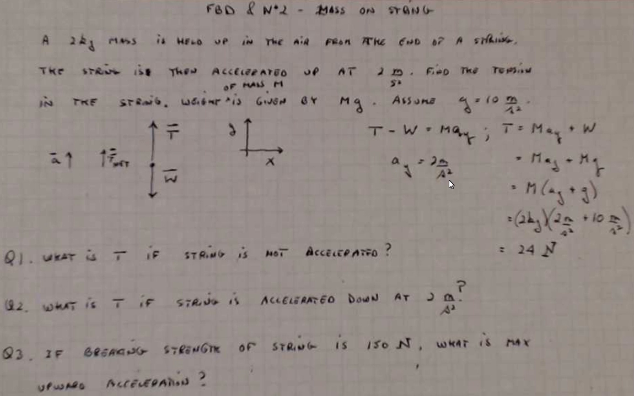A sub y is 2 meters per second squared. In this case, we know what the acceleration is, and we're finding the tension, the unknown in this equation. T minus mg, so T is equal to m a sub y plus W.